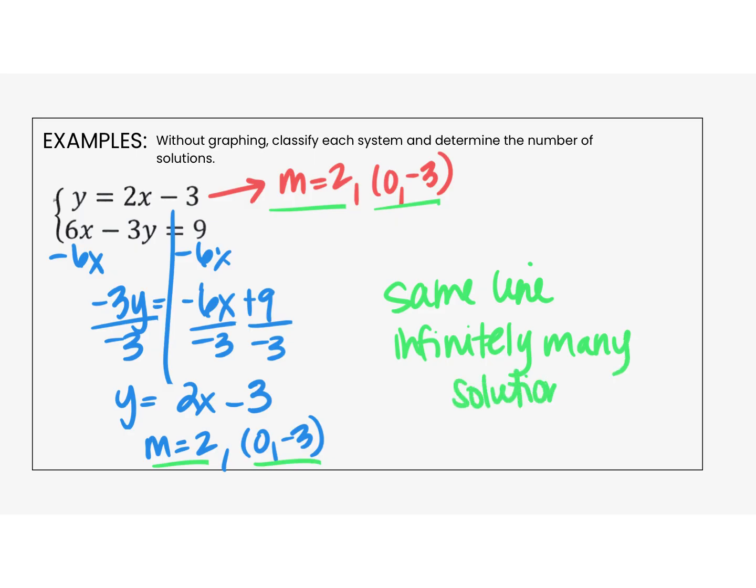If you looked at an example where they had different slopes, then your answer would be that they're intersecting lines and they would only have one solution. Okay, so that wraps it up for 2.1, solving systems by graphing.